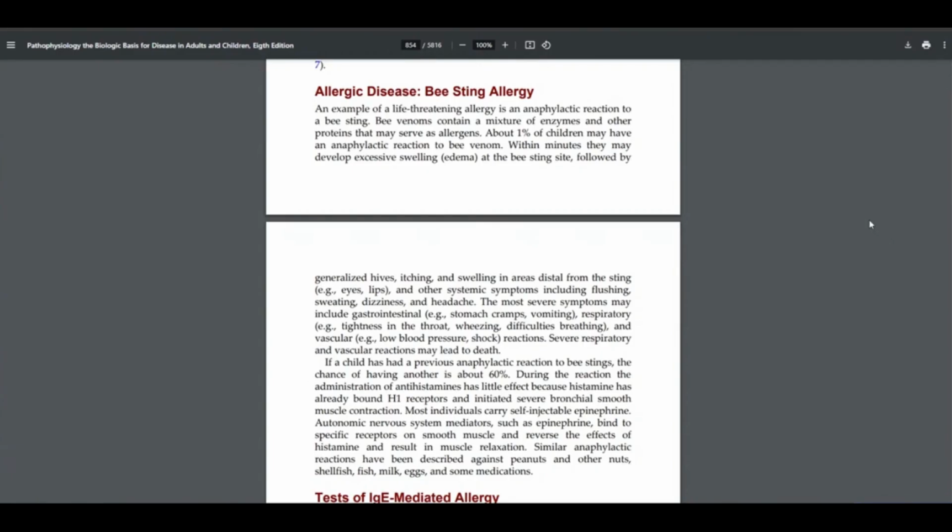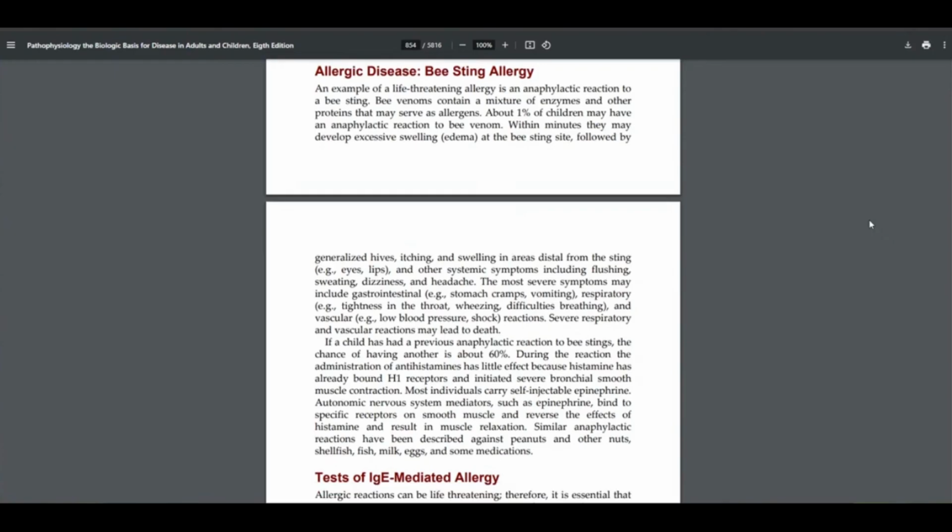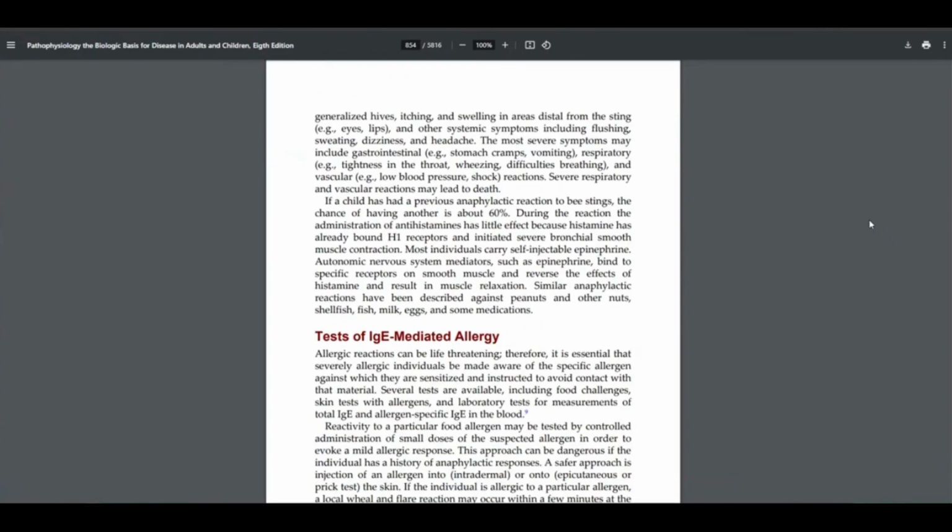So, if our allergic disease is a bee sting, an example of a life-threatening allergy is an anaphylactic reaction to a bee sting. Bee venoms contain a mixture of enzymes and other proteins that may serve as allergens. About 1% of children may have an anaphylactic reaction to bee venom. Within minutes, they may develop excessive swelling, edema at the bee sting site, followed by generalized hives, itching, and swelling in areas distal from the sting, meaning eyes and lips, and other systemic symptoms including flushing, sweating, dizziness, and a headache.